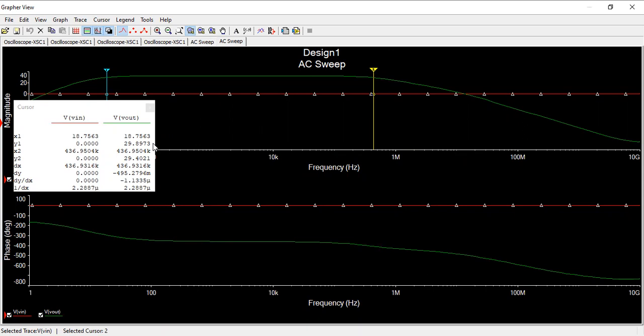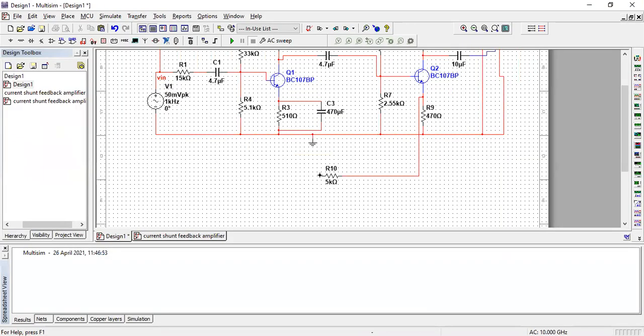Understood? Do you have any doubt, Amma? First thing, understood or not? Ma'am, can you show once with the feedback? Without feedback or with the feedback? With feedback, ma'am. Okay, I'll do one thing. I'll connect the feedback.